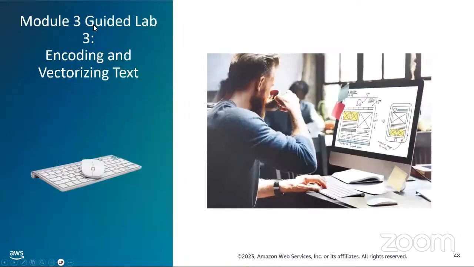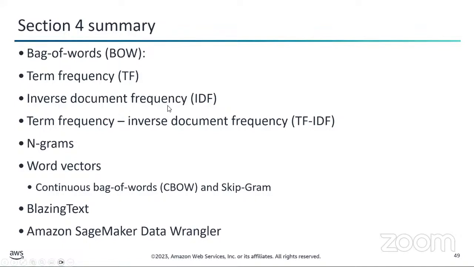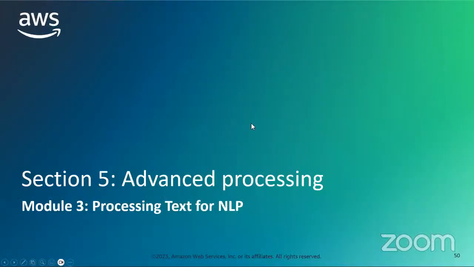So in this lab 3, in this module, you will have this encoding and vectorizing the text. All right. So we talked about a lot of these techniques: bag of words, term frequency, inverse document frequency, n-grams, word vectors, continuous bag of words, skipgram, BlazingText, Data Wrangler. All right, so let's go into some more advanced processing because this is not enough.